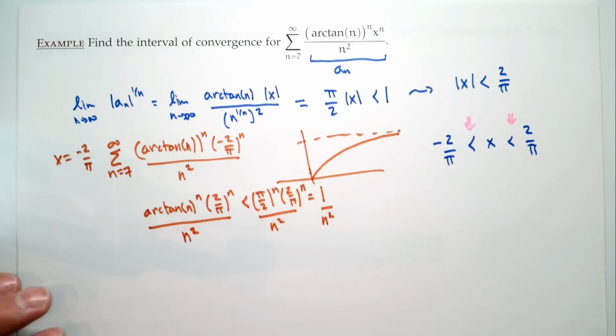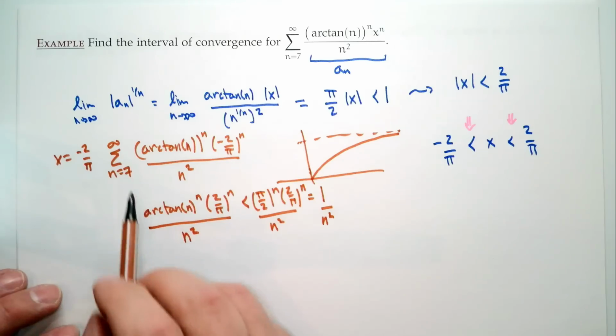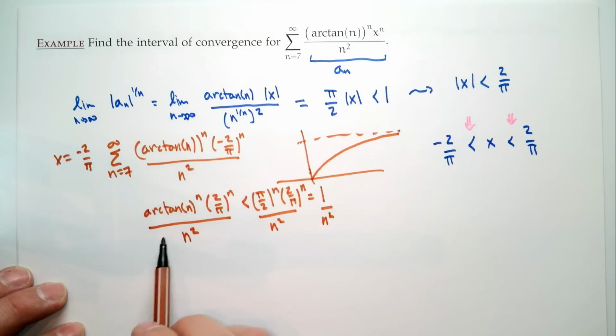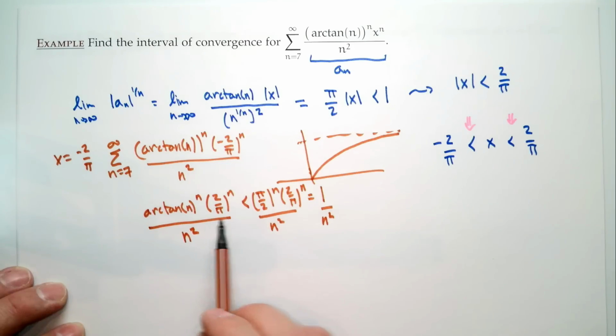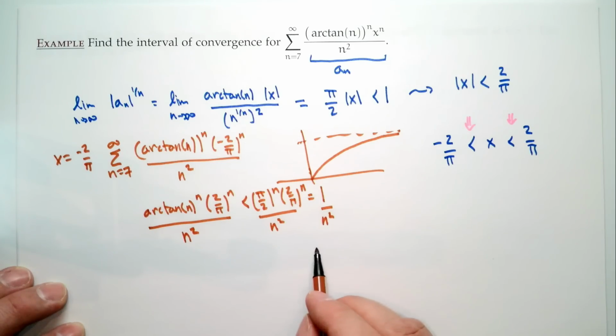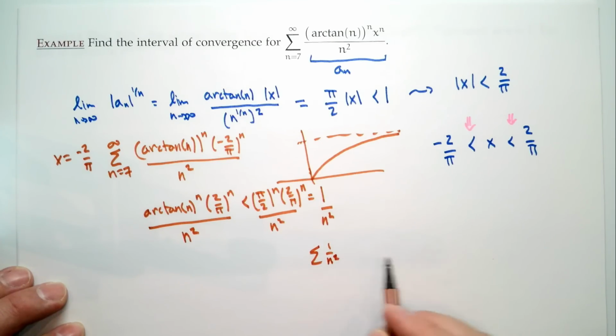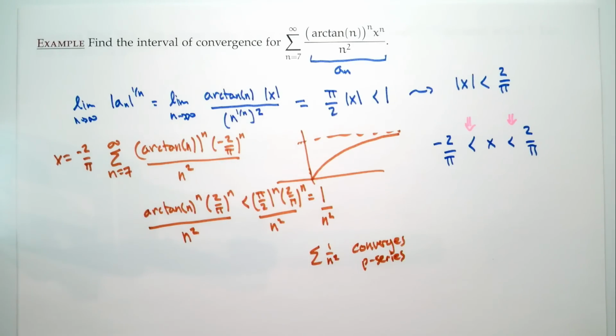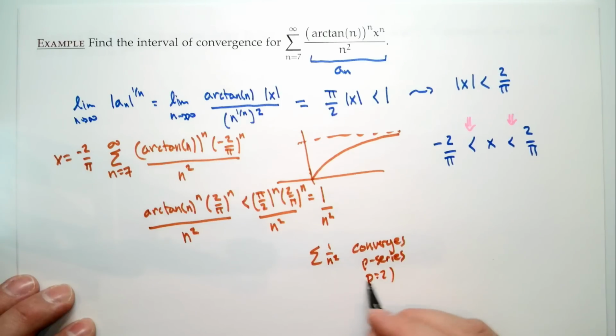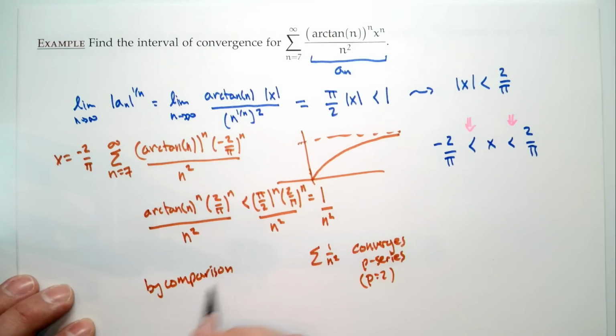So this is a case where if we now look at the absolute value, so we drop the sign, we can do a comparison test. We can compare it to 1 over n squared. What do we know about the sum of 1 over n squared? Converges because it's a p-series. So it's a p-series, p equals 2, so it's a convergent series. So by comparison test, we know that this is absolutely convergent.